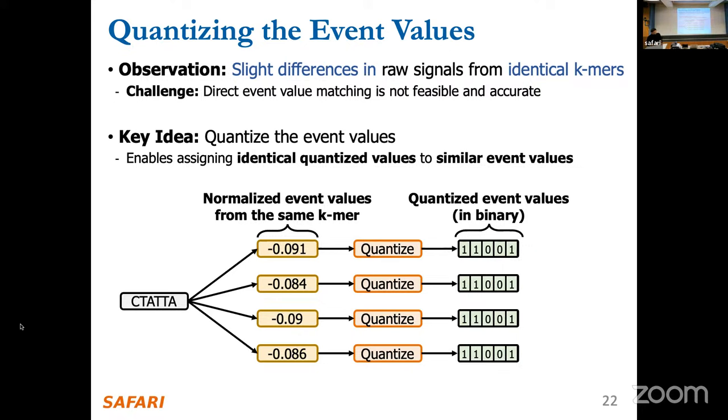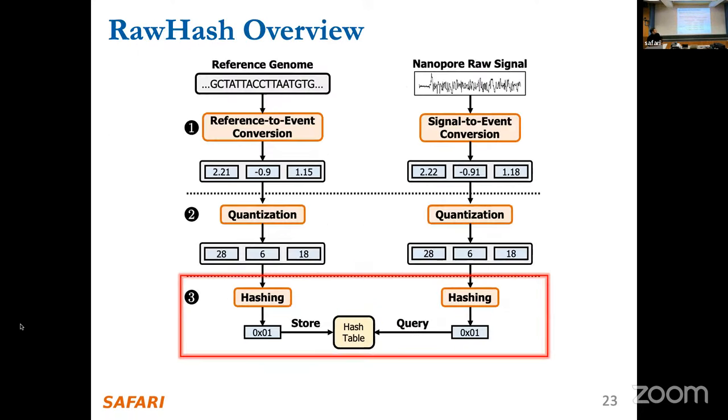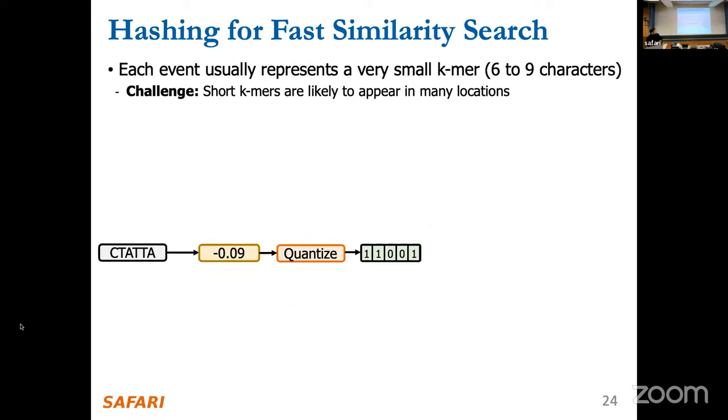There is a very simple quantization idea there, to reduce these values into a smaller set of values. It's like a bucketing idea. I'm not going to go further into the details of this quantization, but I'll describe the next step, which is the hashing step.